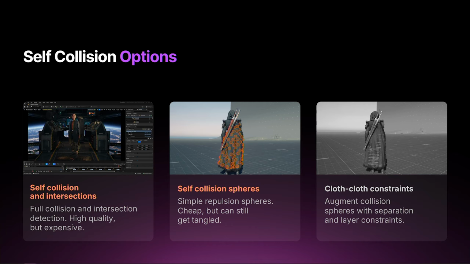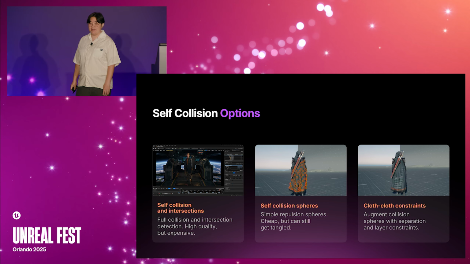For this reason, we have a much cheaper self-collision option, sphere repulsions. The simple repulsion spheres are cheap to calculate, but they don't know how to untangle the cloth if they all pass through each other. This is where our new cloth-cloth constraints can come in handy.